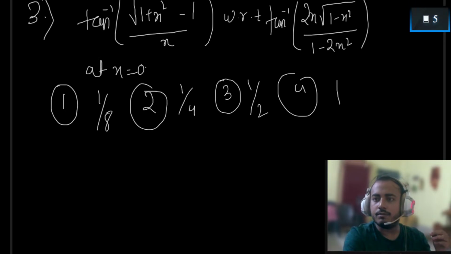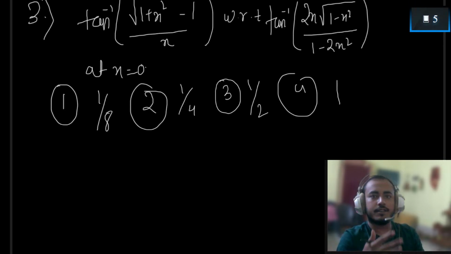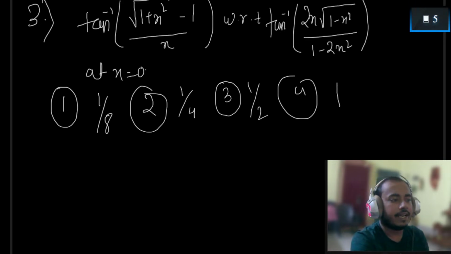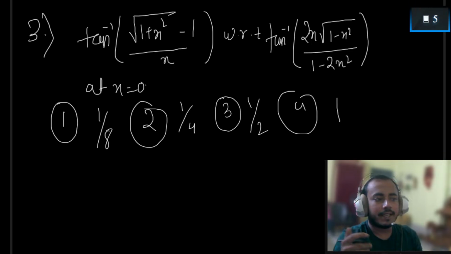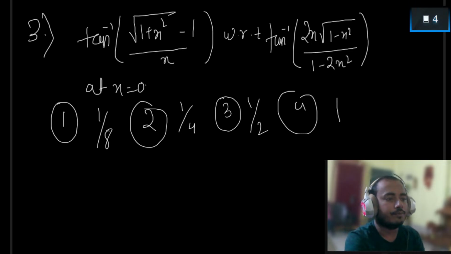Okay. So these are the problems we have. These are the options we have, and this is the problem. Basically, tan inverse of root over 1 plus x square minus 1 whole divided by x, and we have to find the derivative with respect to tan inverse of 2x into root over 1 minus x square whole divided by 1 minus 2x square at x equals to 0. This is what we have to do.